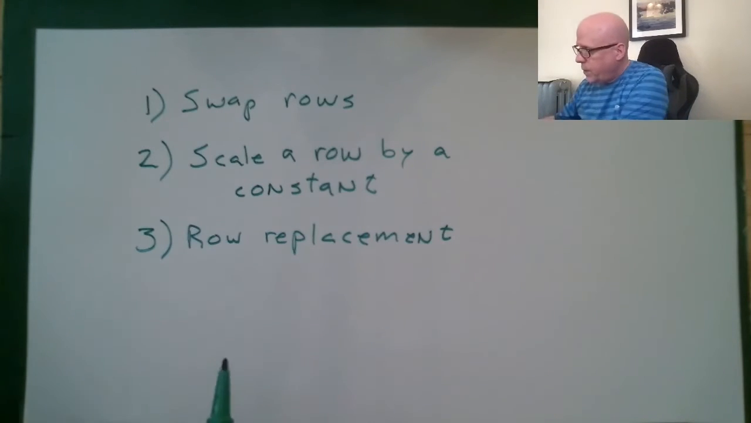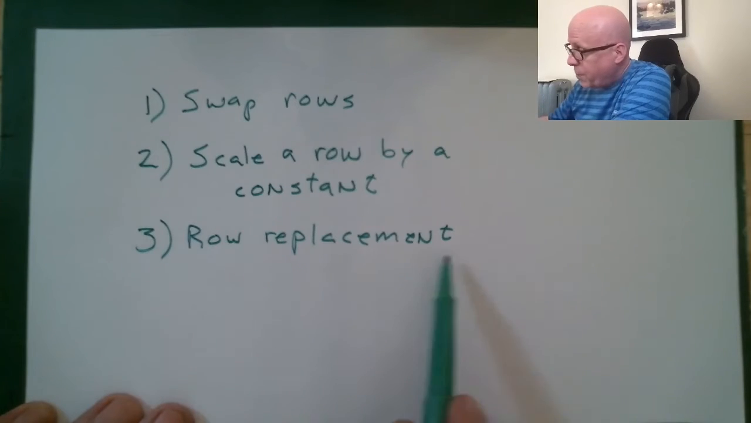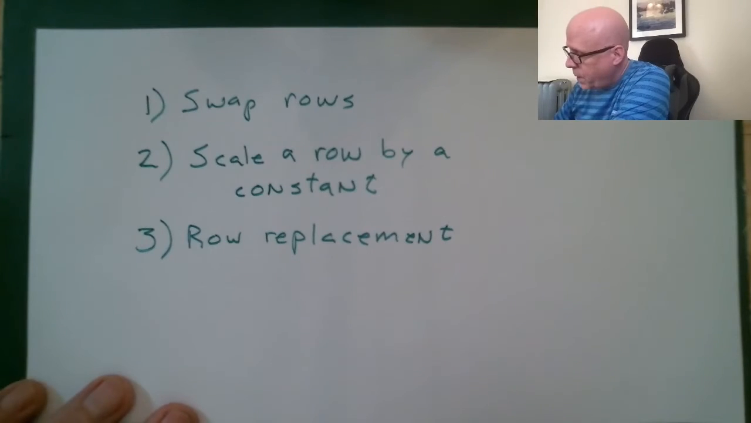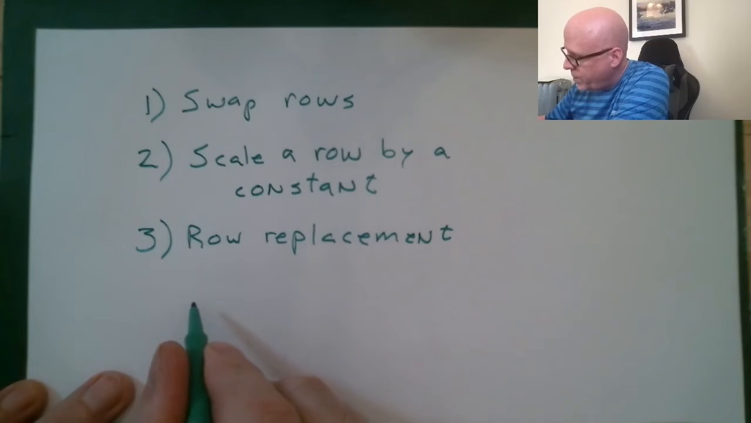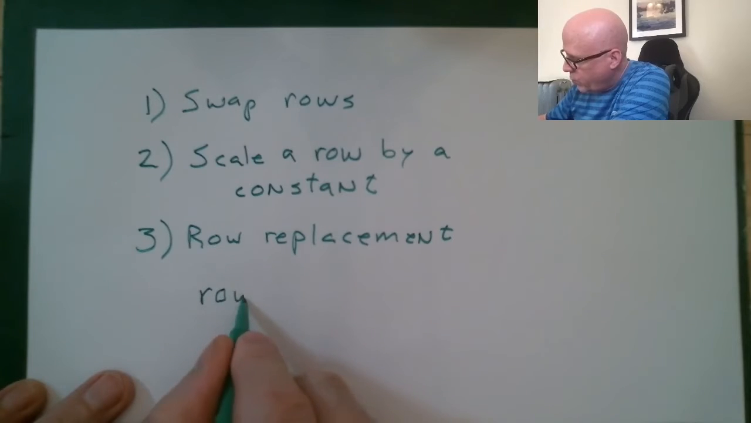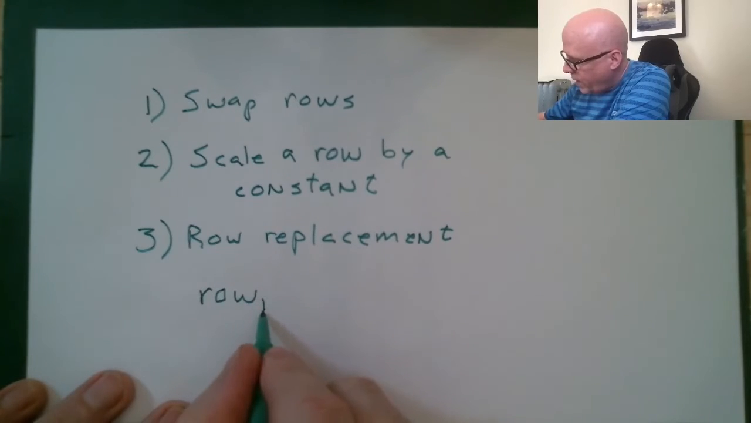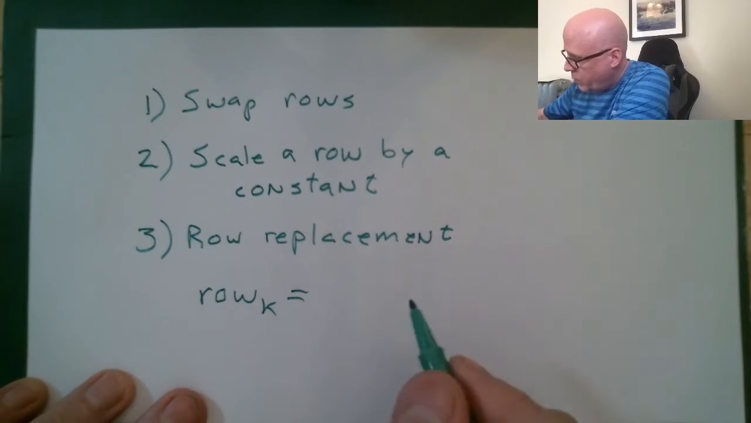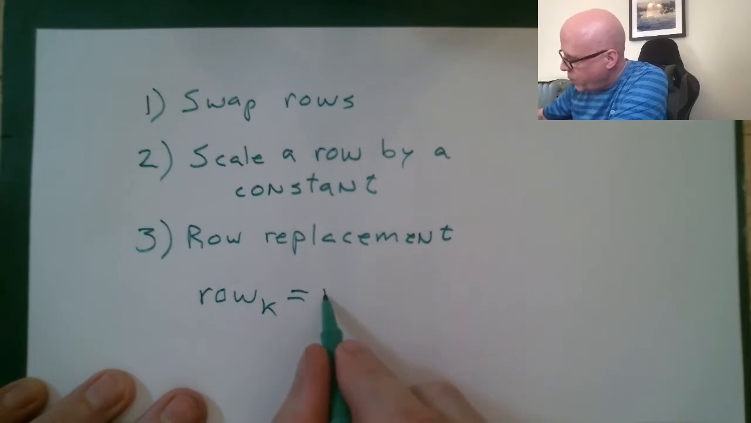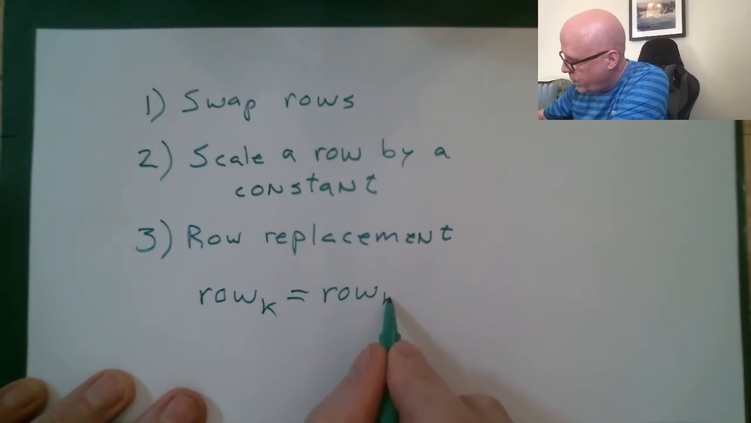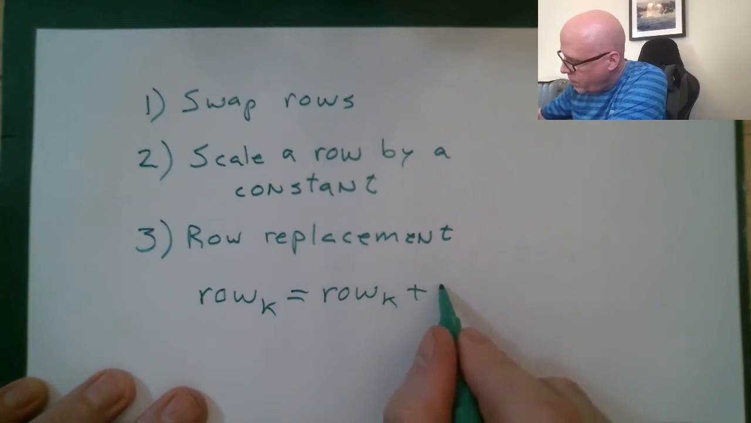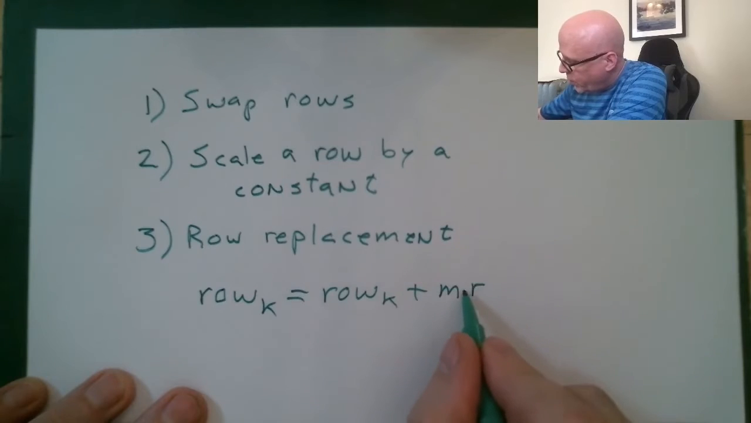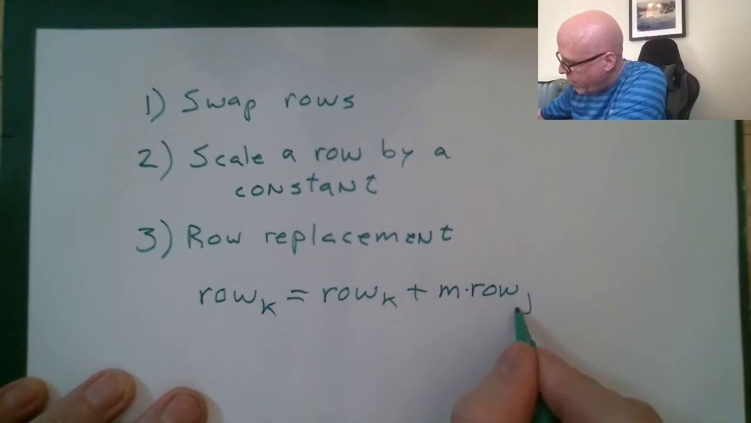The third thing that's mentioned here, I've only told you the name of it. It's called row replacement. And it's the trickier thing. So let me say roughly how it goes. If you have 2 rows, say row K and row J, what row replacement looks like is this. You take row K and you set it equal to itself plus some multiple of the other row, m times row J.